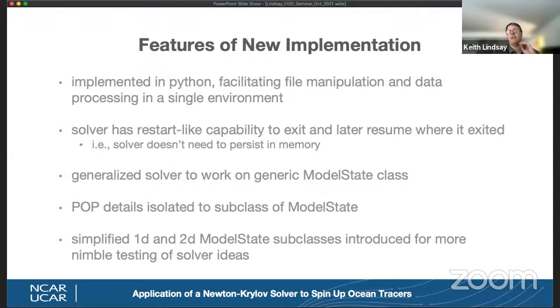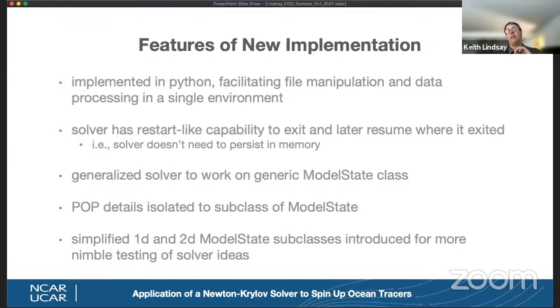It's just an abstract Newton's method and an abstract Krylov method applied to a Python class that I refer to as model state. And then all of the POP details get isolated into a POP-specific subclass of model state. So all the tracer names that are particular to POP or the restart file conventions of POP go into this subclass. This is using the object-oriented features of Python, something that NCL didn't have.